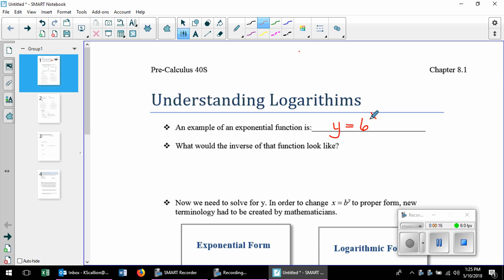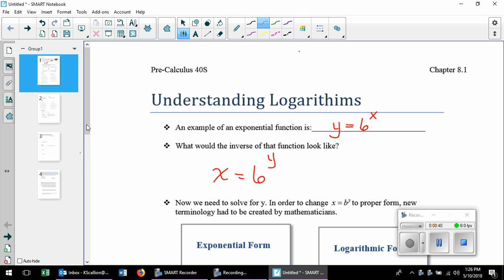Example of an exponential function is this. You did this in chapter 7. So now what did the inverse of that function look like? What does inverse mean? We talked about it yesterday. We flipped the x and y values. So this is going to be x equals 6 to the exponent y. This is what we did yesterday in our exam review, switching the x and y values.